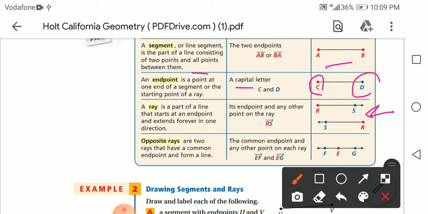So I have here an endpoint and any other point on the ray. I have here ray RS. Opposite rays are two rays that have a common endpoint and form a line. The common endpoint and another point on each ray: I have here EF and EG. So I have here EG, as you see from this point, and I have here EF. This is called opposite rays.